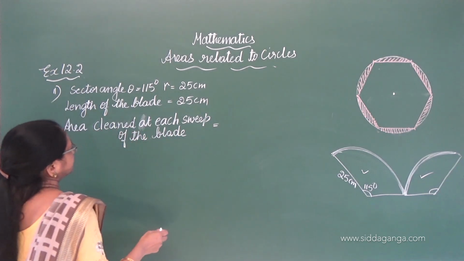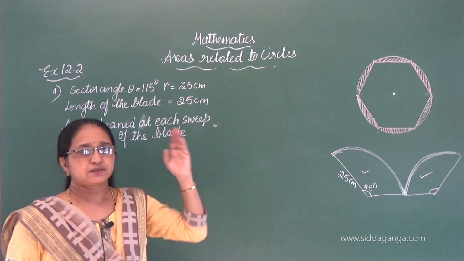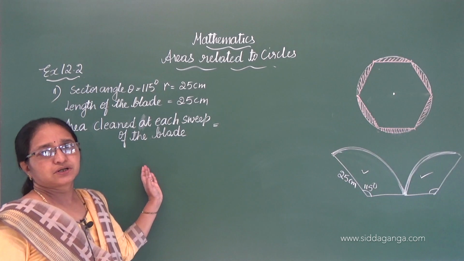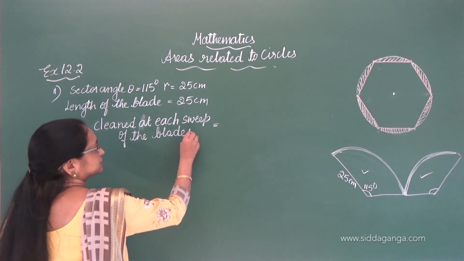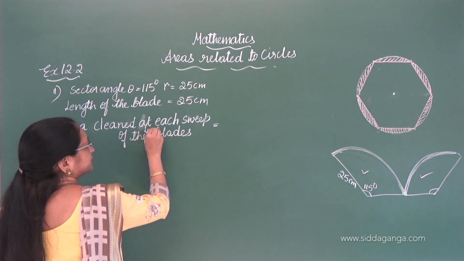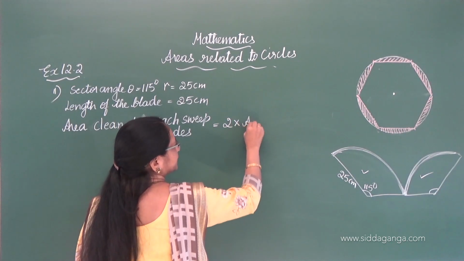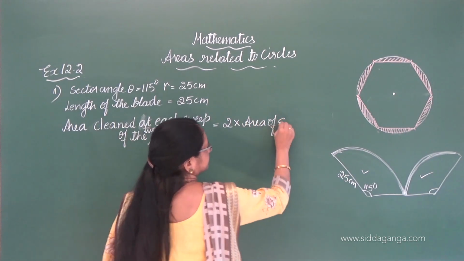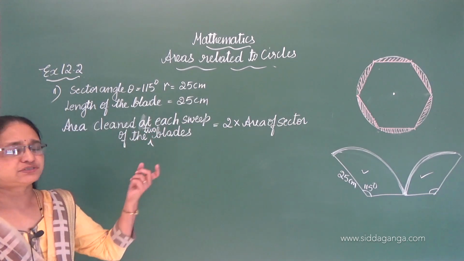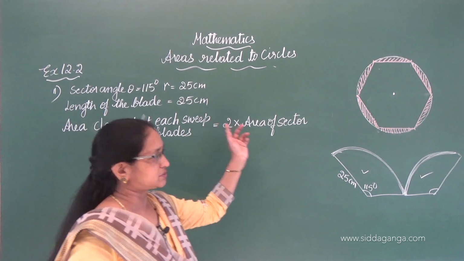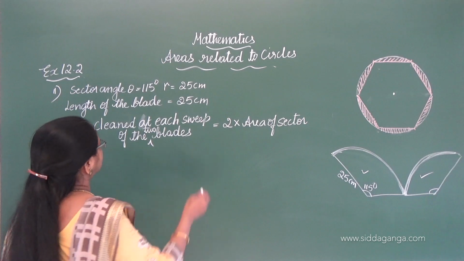The area cleaned at each sweep of the blade is equal to area covered at each sweep, means once when it cleans once, and by 2 means the 2 blades. So 2 into area of sector, isn't it? 2 into area of sector. Why am I multiplying by 2? Because there are 2 blades. So total area they have asked you to find out.